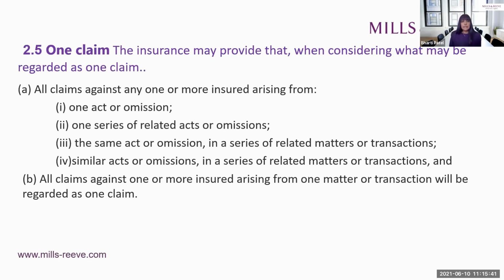Turning to the last limb, all claims against one or more insured arising from one matter or transaction will be regarded as one claim. An example here would be a lost or failed litigation claim, so where a number of allegations are made about the conduct of the litigation, from poorly drafted pleadings to inadequate expert reports to counsel just not being properly briefed. So those are the limbs.